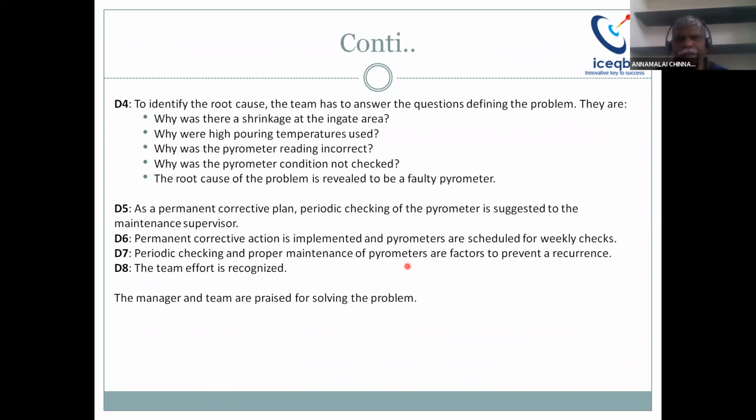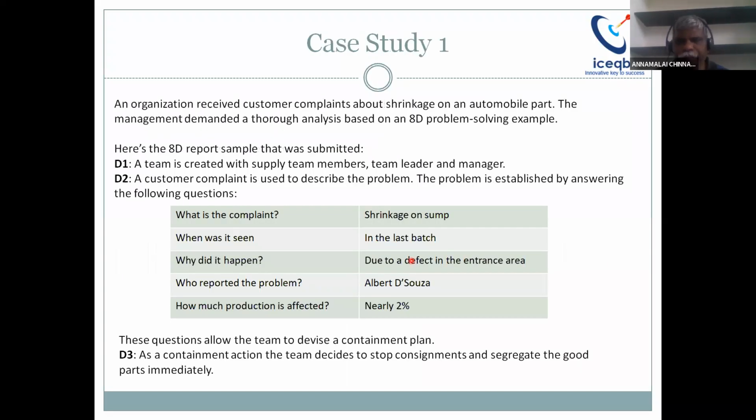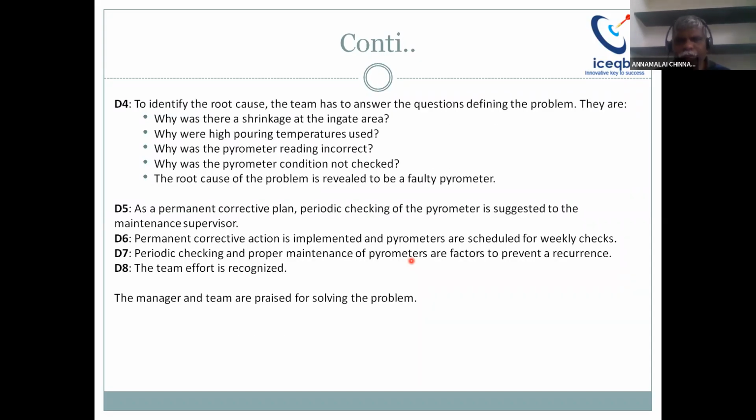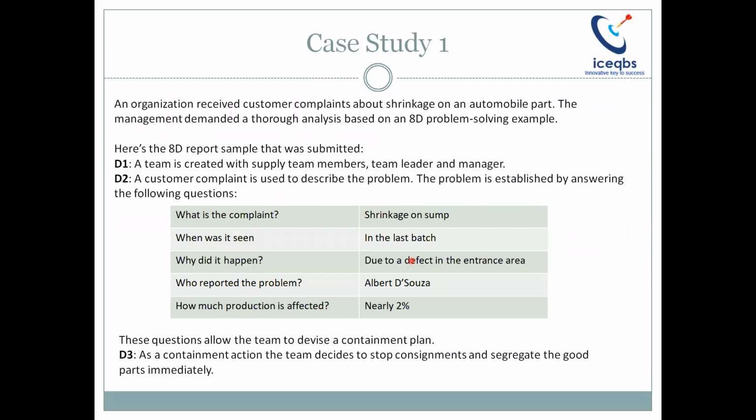So again, this is one of the examples we can give. An organization received a customer complaint about shrinkage on an automobile part. The management demanded a thorough analysis based on the 8D problem solving report. So the company was making some automobile components, and they received a customer complaint about shrinkage on a particular part. Then you have to see how that can be addressed.